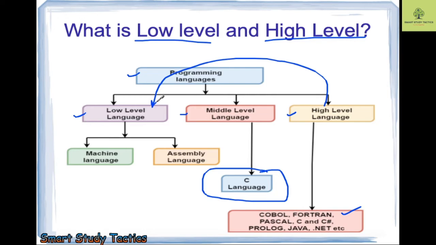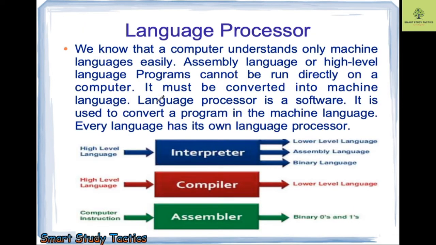Okay. So now we are going to talk about the language processors. What is this? Language processor. We know that computer understands only machine language easily. Assembly language or high level language programs cannot be run directly on a computer. Make sure that a program cannot be run directly on a computer. It must be converted into the machine language. Whatever you are going to write down, whatever programs you are going to make, the computer cannot understand directly. You have to convert them into the machine language.